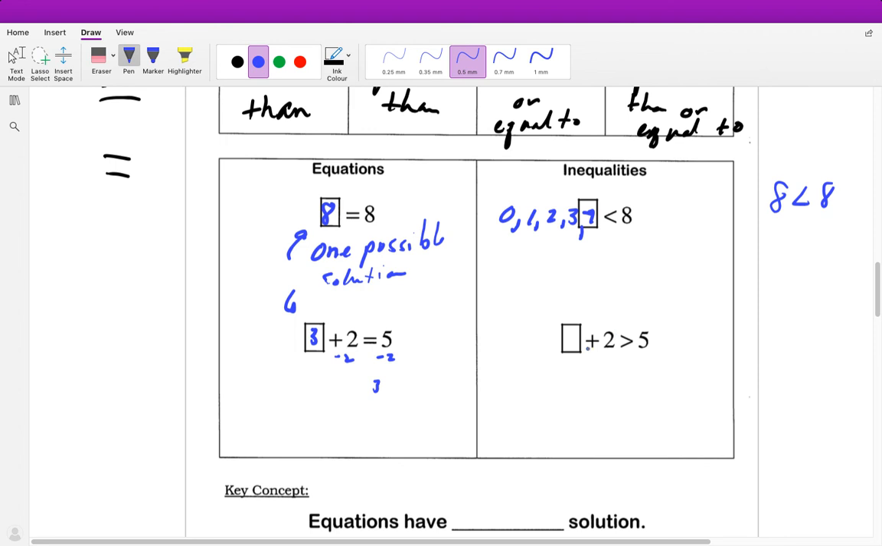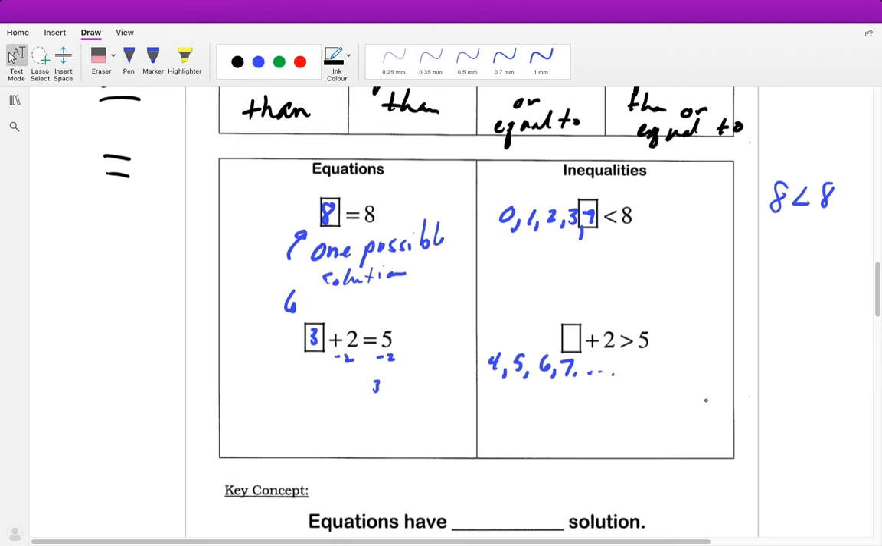All right. And then for this one here, if we want to know what plus 2 is going to be greater than 5, well, I know 3 plus 2 is equal to 5. So if I need it to be greater than 5, that means I need this number to be greater than 3. So 4 plus 2 is 6. We know that will work. 5 plus 2 is 7. We know that will work. And any other number I pick that's greater than 3 is automatically going to be greater than 5 when we add 2 to it. So any of these numbers could work.